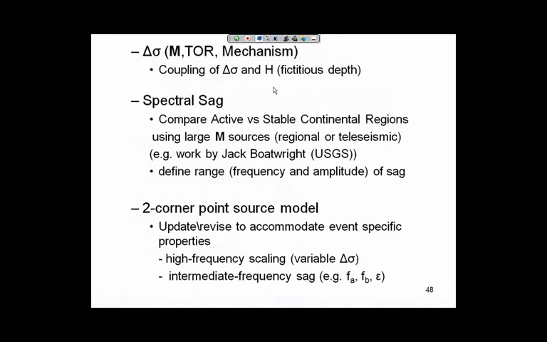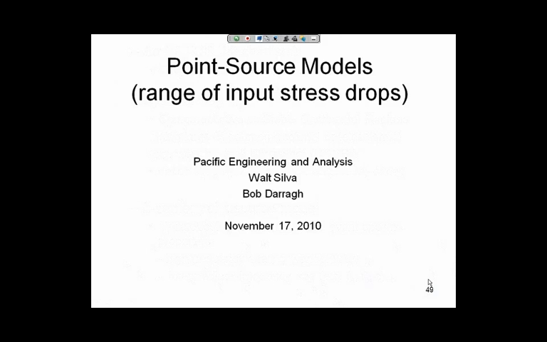One thing that would be helpful would be an update of Gail Atkinson's two-corner point source model, so we can take care of event-specific properties. Currently, the distribution of the corners is fixed as a function of magnitude. It would work better in our modeling if somehow we could scale with high-frequency scaling or variable stress drop, and also some way to parameterize the intermediate frequency sag using some sort of upper corner, fa, fb, and epsilon, which would describe the depth and the width. So you describe both the width and the depth of the sag, right? And then this is for tomorrow.